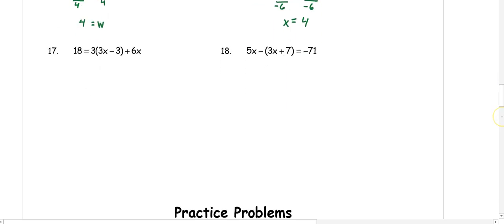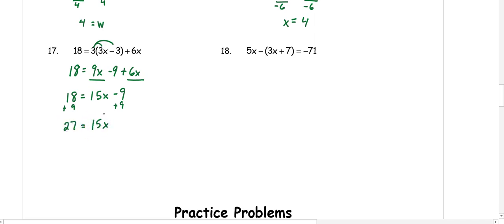Let's look at two more examples. Number 17. In order to solve for x, we need to distribute the 3 into the parentheses. Remember, 3 does not multiply with 6x because it's not in parentheses. So 18 equals 9x minus 9 plus 6x. There's two x terms, so those are going to combine together. 18 equals 15x minus 9. My next step then is because 9 is being subtracted, I want to add 9 to both sides. 27 equals 15x. And then we're going to divide by 15 on both sides.